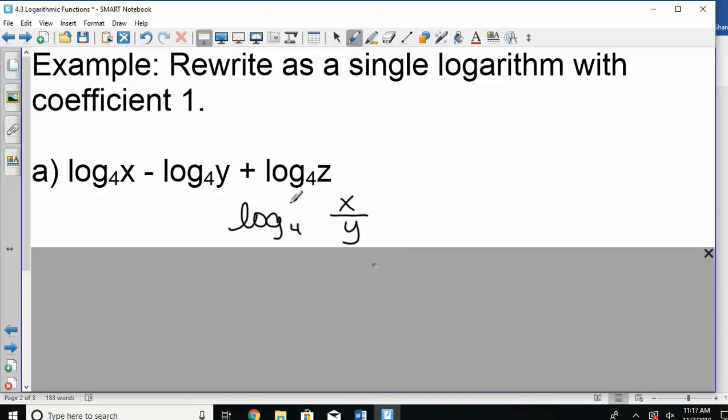So where does the z go? Top or bottom? Top. Anything positive goes on the top. Anything negative goes on the bottom. So just don't be fooled because of the order I wrote the problem in. Pay attention to the signs.